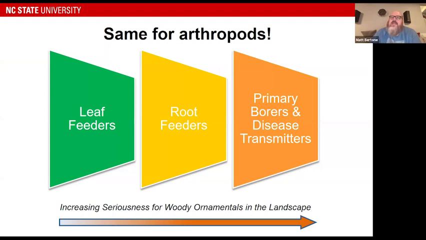Those are going to bore right into the base of the plant. They're going to cut off the lifeline of the plant and are very severe pests. And then things that transmit diseases, especially viruses, it only takes one feeding event, or a couple, to transmit a virus, but then that plant will suffer the rest of its life with the virus. And so we really worry about those transmitting those diseases.